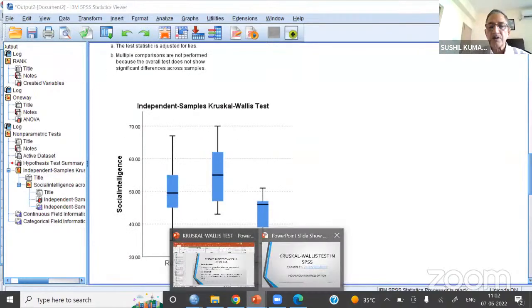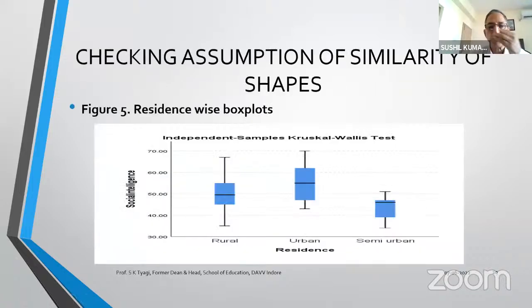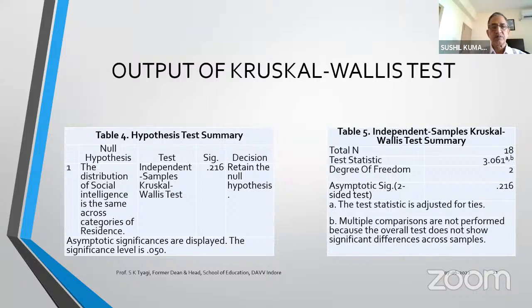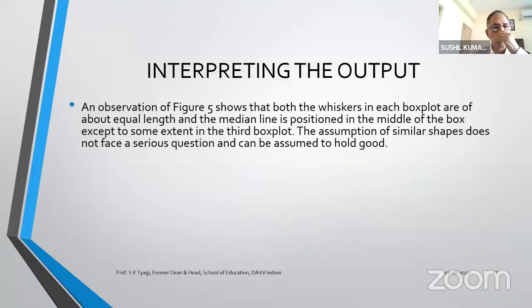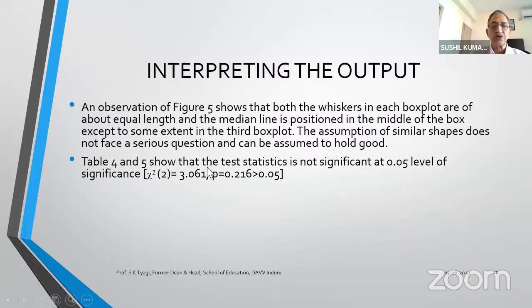So this is the residence-wise box plots, and these are the two tables: one is the hypothesis test summary, another is the independent samples Kruskal-Wallis test. Interpreting the output: an observation of figure 5 shows that both the whiskers in each box plot are of about equal length, and the median line is positioned in the middle of the box, except to some extent in the third box plot. The assumption of similarity of shape does not face a serious question and can be assumed to hold good. Well, there is not a serious threat, although there are differences.